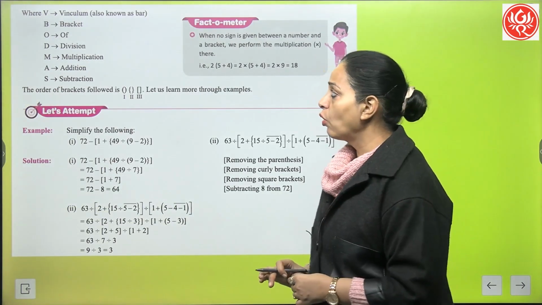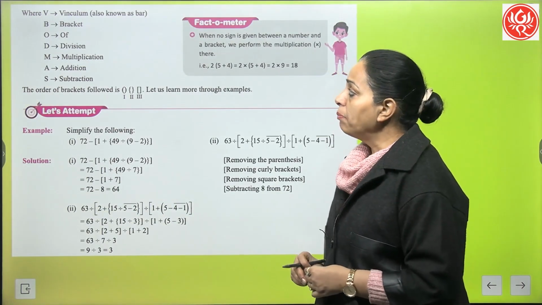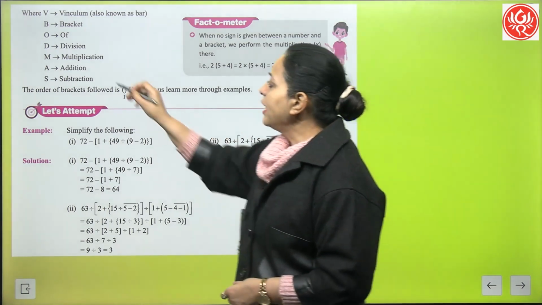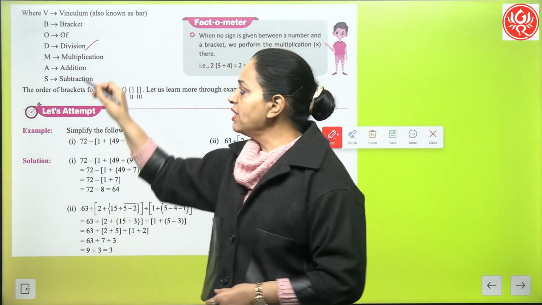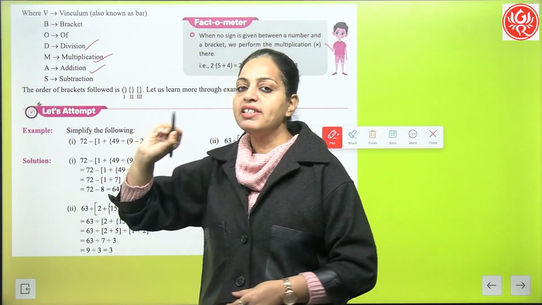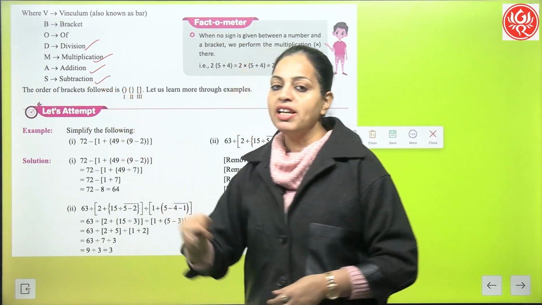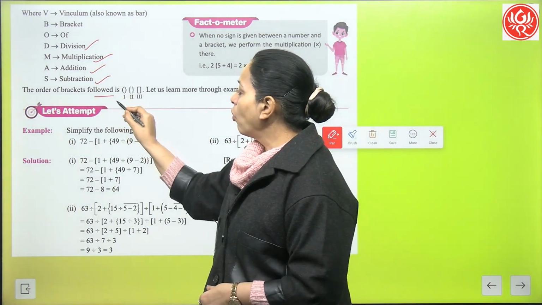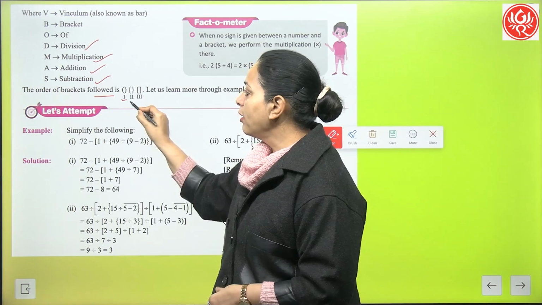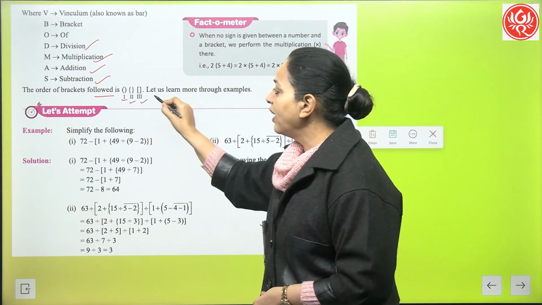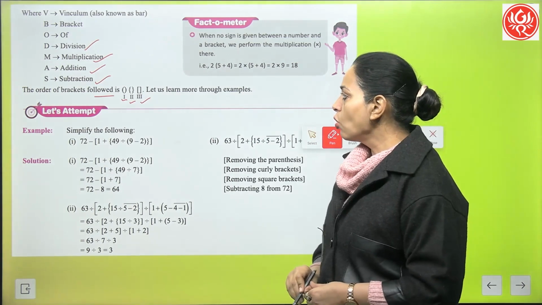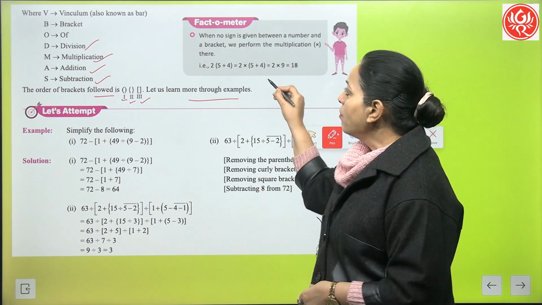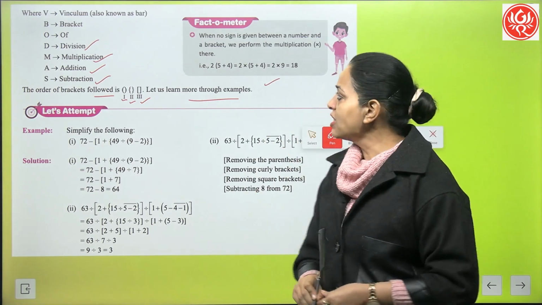V means vinculum, means bar, then B means bracket, O means of, D means division, M means multiplication, A means addition and S means subtraction, right? So the order of brackets followed is this: small bracket, then curly bracket and then square bracket. So let us learn more through examples. So before that there is one factometer.